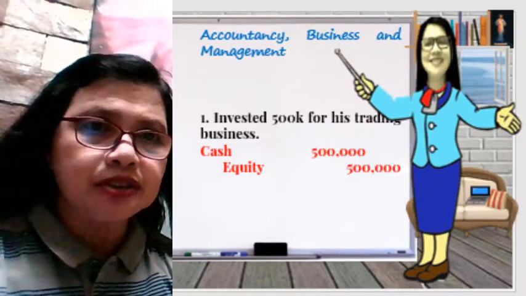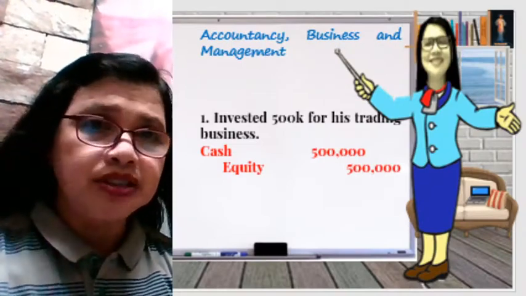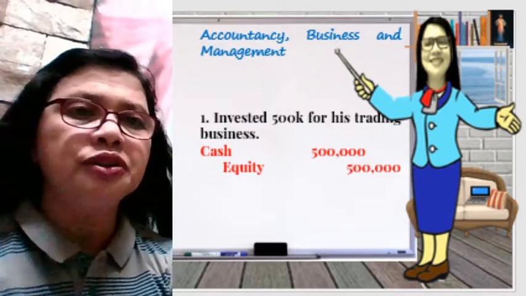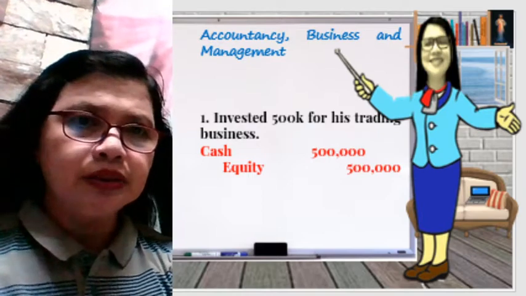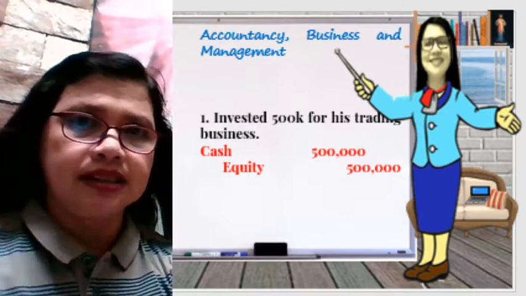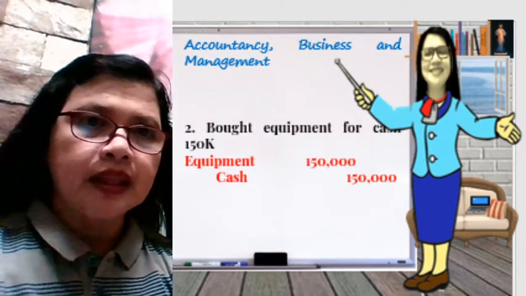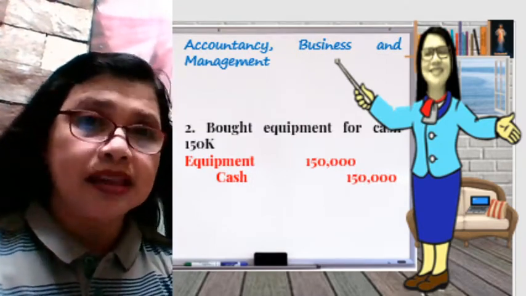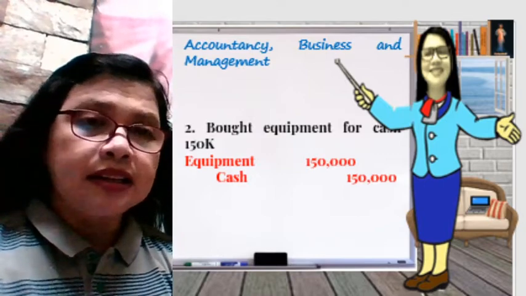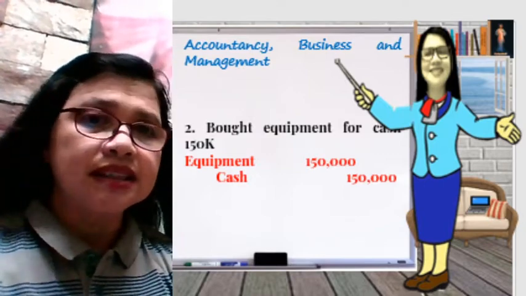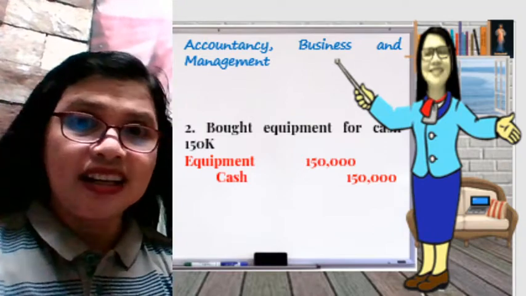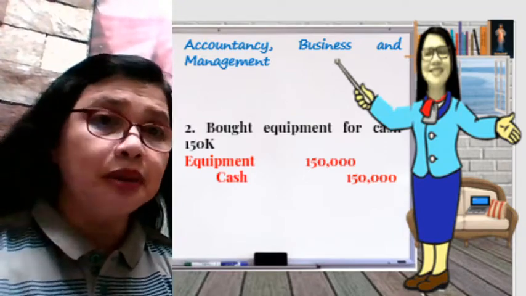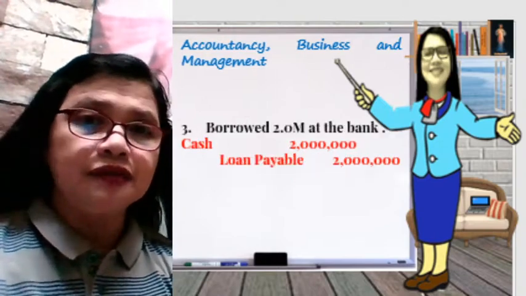Invested 500,000 for his trading business. So debit cash 500,000, credit equity as a part of the owner's contribution. Okay, so that's a cash investment. Next, bought equipment for cash 150,000. So the company acquired equipment for cash. So that's again another cash transaction. Take note of the cash transactions because we will be preparing a statement of cash flow.